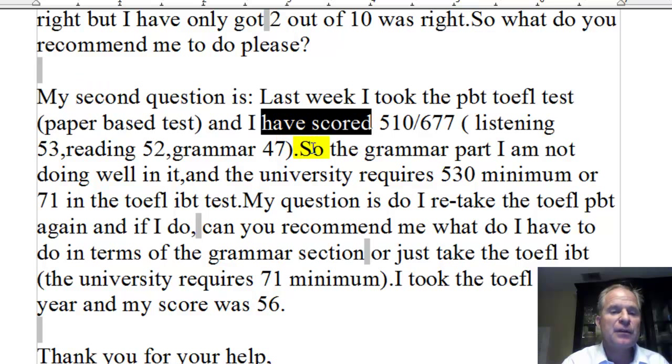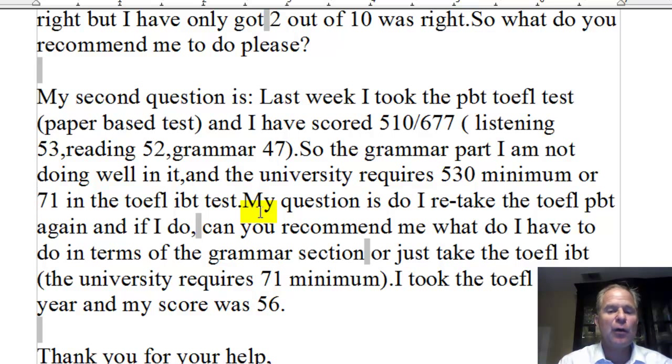So you say the grammar part, I'm not doing well in it, and the university requires a minimum of 530 or 71 in the TOEFL IBT test. My question is, do I retake the TOEFL PBT again? If I do, can you recommend what I have to do?